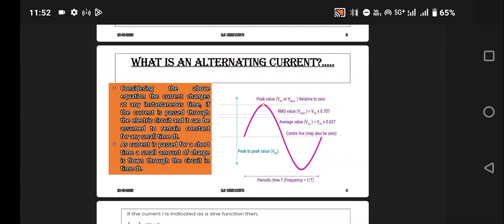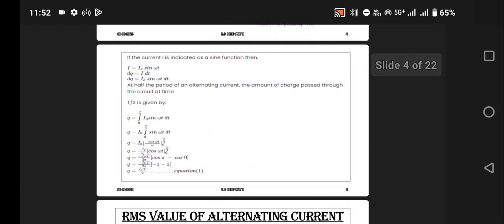Here, the various definitions for the alternating quantity are represented in this waveform. The peak value is represented by the maximum value. The RMS value is equal to 0.707 times the peak value. The average value is equal to 0.637 times the peak value. The current is indicated as a sine function.